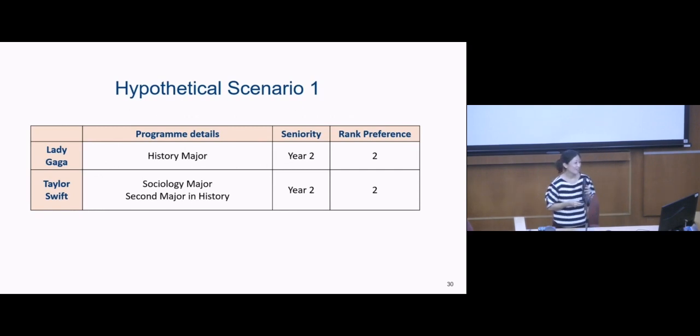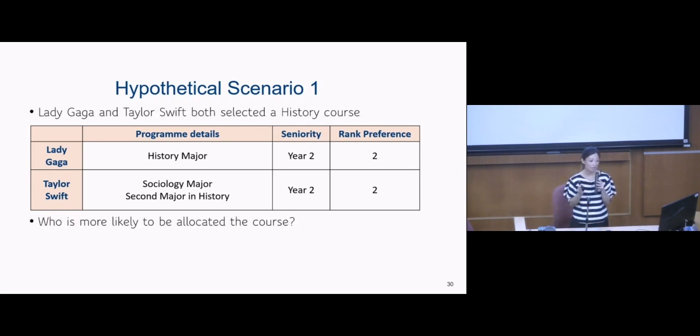All right, let's see if you are paying attention. We have 2 students, Lady Gaga and Taylor Swift. Lady Gaga is a history major. Taylor Swift is a sociology major with a second major in history. Both are in year 2. Both have selected a history course and they have given it rank 2 as their preference. Who is more likely to be allocated the course? Anyone?